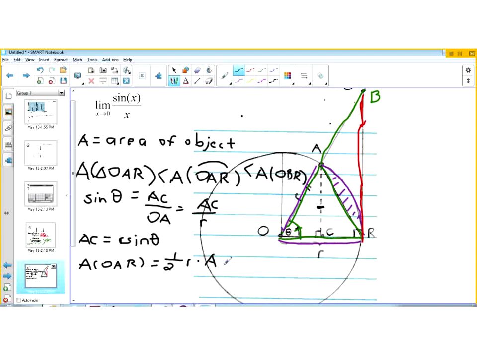Now, how do we know that AC is the height? Well, we know that A is not on OR, and the height of the triangle is the distance from the base to this vertex A. Okay, and the distance from the base to the vertex A we've denoted as AC. But we have solved for AC in terms of theta. So let's go ahead and plug in our equation for AC. And so that would be R sine theta.